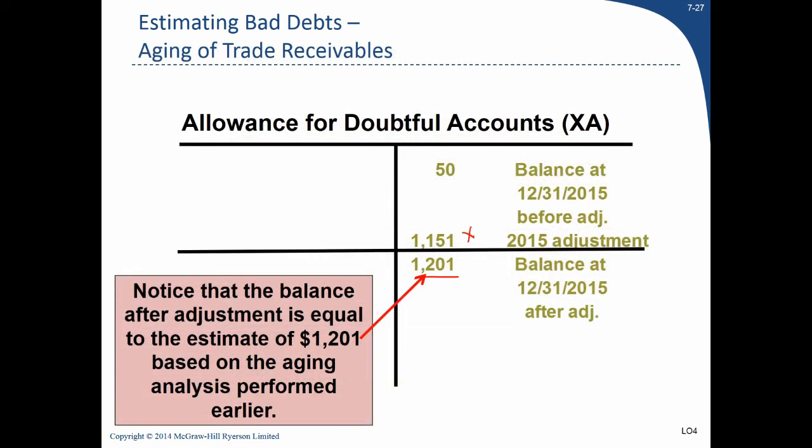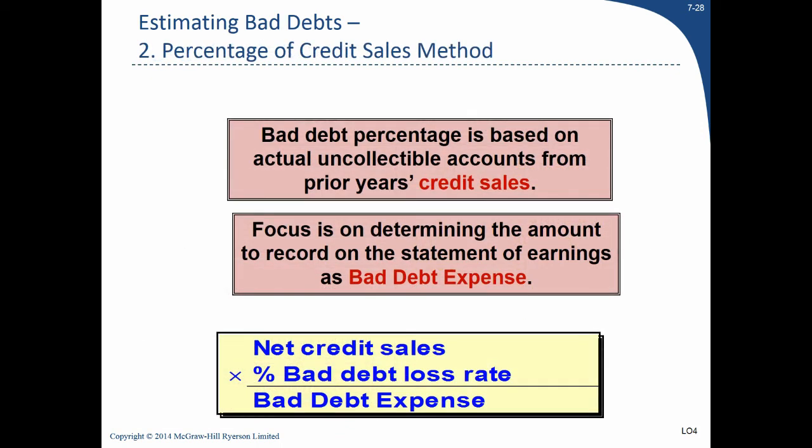And now you should understand what the name means, aging of trade receivables. We look at how old they are, right? And that drives the rest of the analysis. There's another way to go about this, and it's a simpler method. Fundamentally, it's trying to do the same thing. It just doesn't use as granular information.